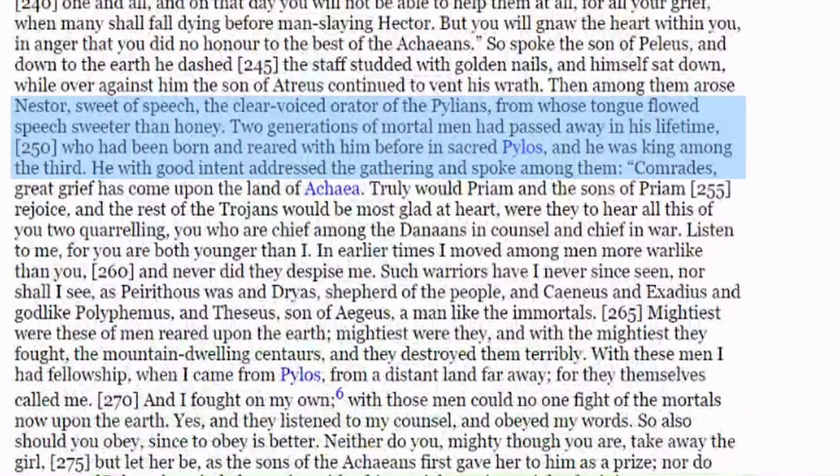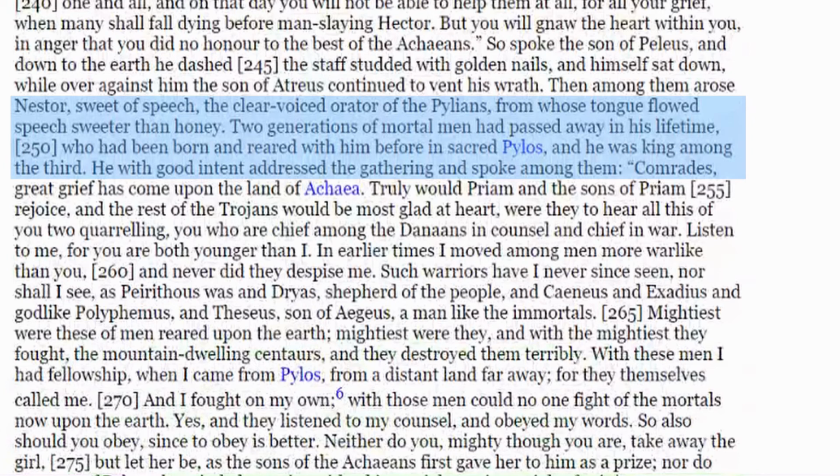Nestor gets up, and Nestor is an older man. 2 generations of mortal men had passed away in his lifetime, and he was king among the third. So he's older. He's like in his 60s, 70s, and he's not a great warrior anymore, but he is great with speech. And for Homer, there is a glory, there is an honor in being good with words. Homer does not merely glorify warriors and people who kill, he also glorifies good speakers. And Nestor is one of his heroes, and his sweet speech is introduced here, from whose tongue flowed sweeter than honey, he says.